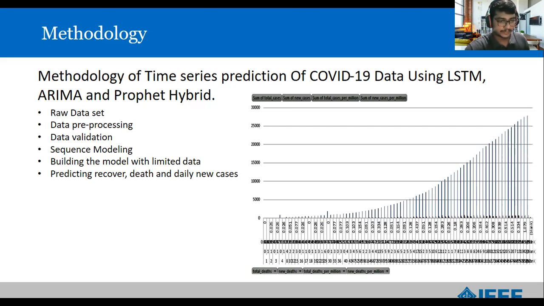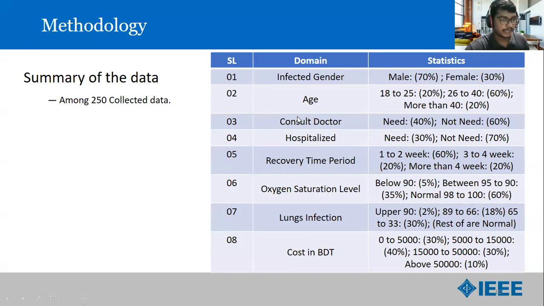Both the sets have compared how many people have been infected and age range, what percentage of people get admitted into the hospital, and the percentage of recovery rate, how many days it takes. The summary of this data is given here. Among 250 collected data is here.